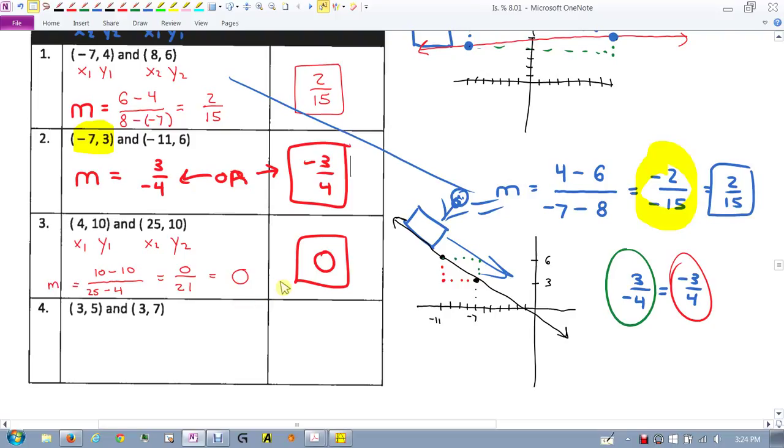What does having a 0 slope look like? Flat line, right? We want to be careful. We don't want to say straight line, because that's a straight line. You know, flat line, horizontal line. So this is a horizontal line. Anytime the slope of a line is 0, it's horizontal. Try the next one.